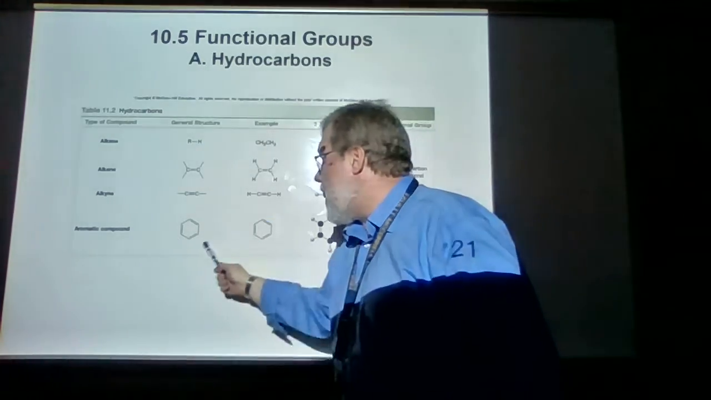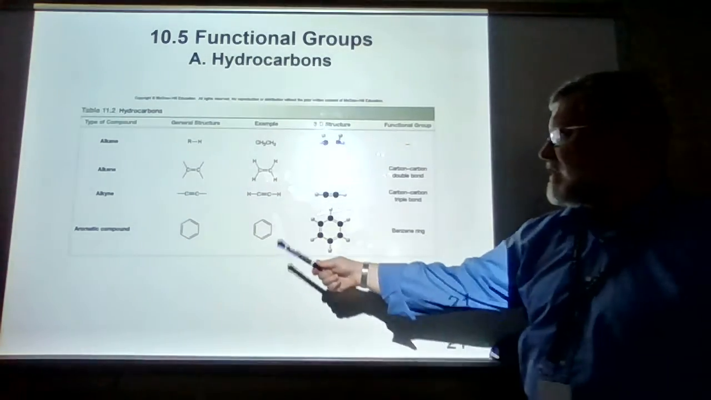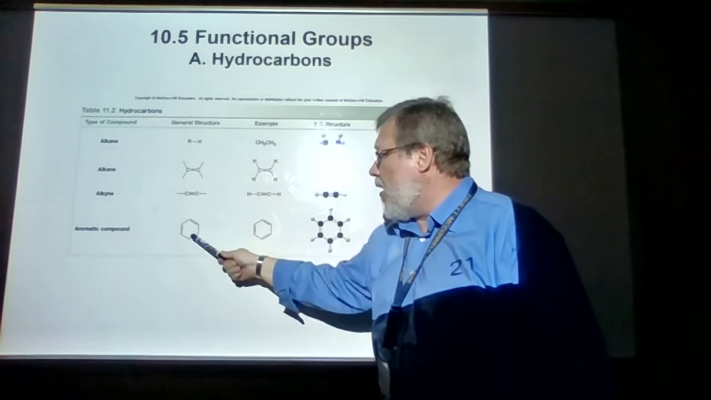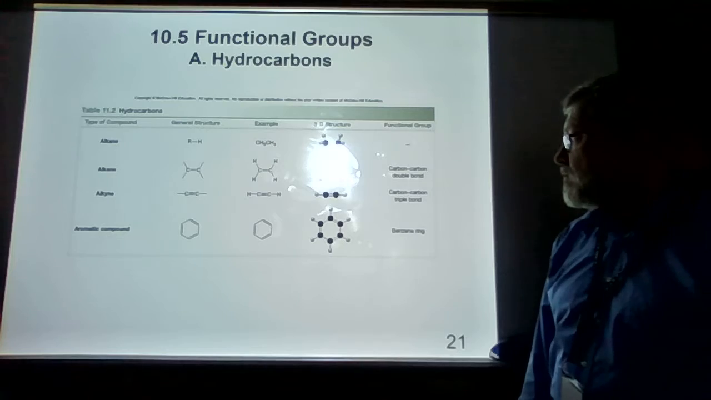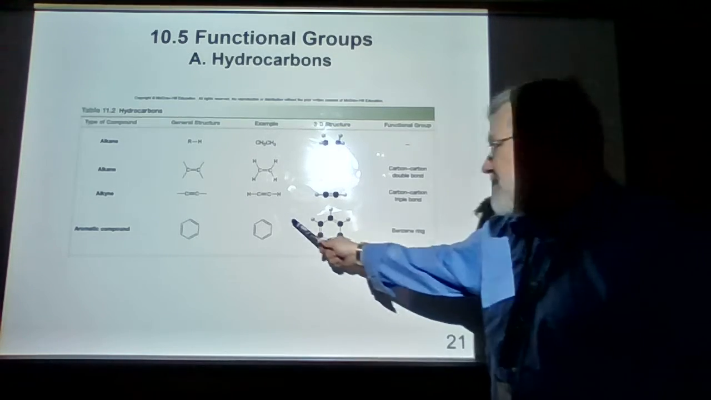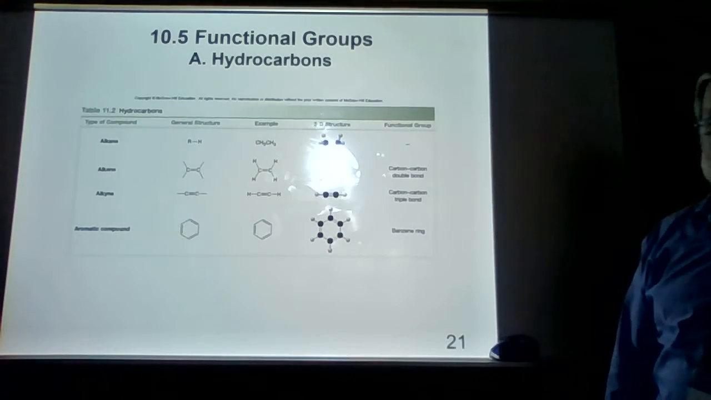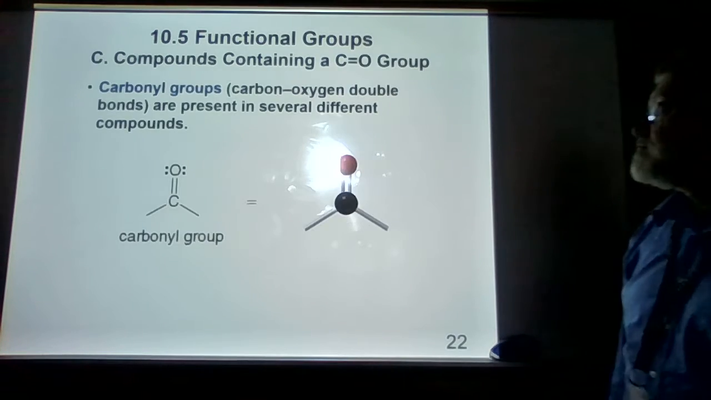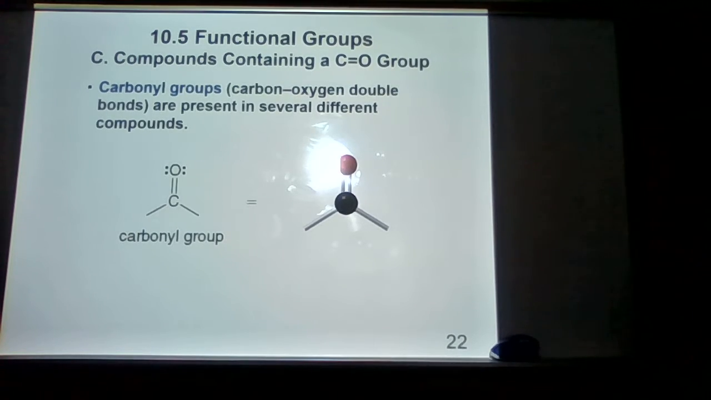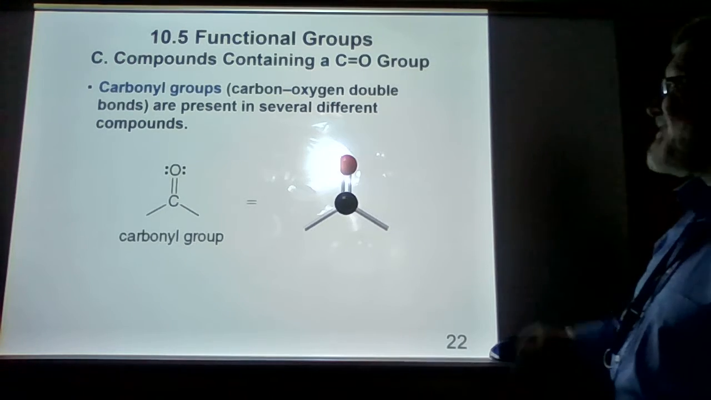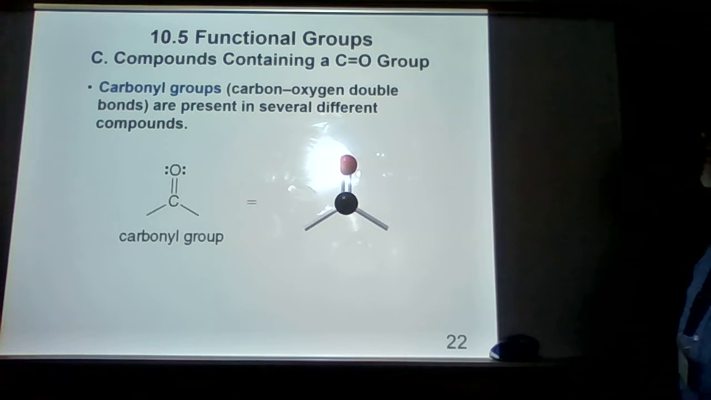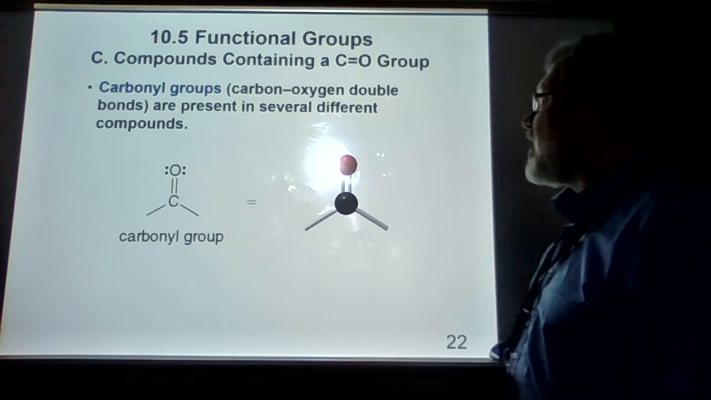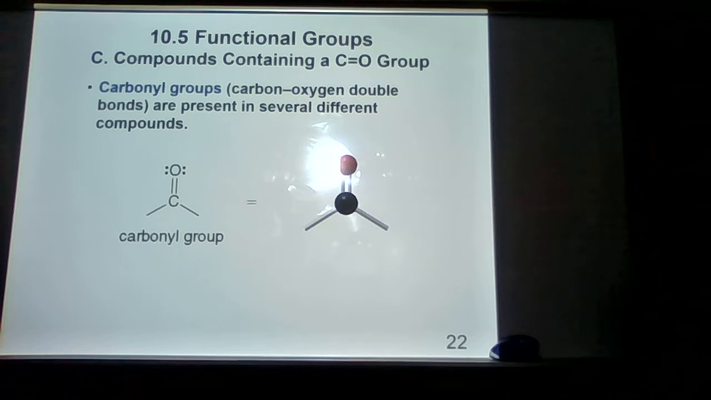Then you have your aromatic compounds, your six-membered carbon-containing rings that have the alternating carbon single and carbon double bonds. The simplest example of this kind of compound is known as benzene. Let's talk a little bit about the physical properties that are present in compounds that contain carbonyl groups. Carbonyl groups are carbon-oxygen double bond functional groups that are present in several different kinds of compounds.